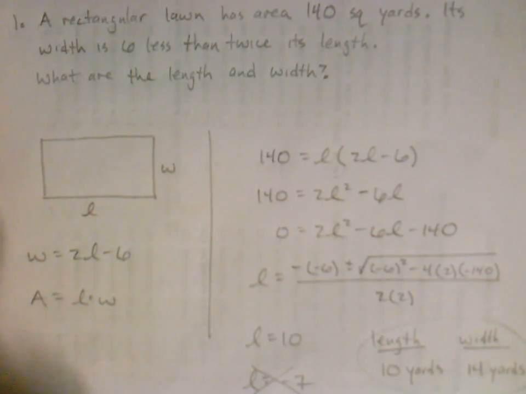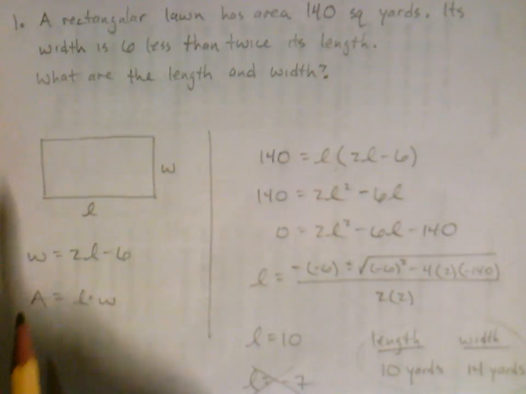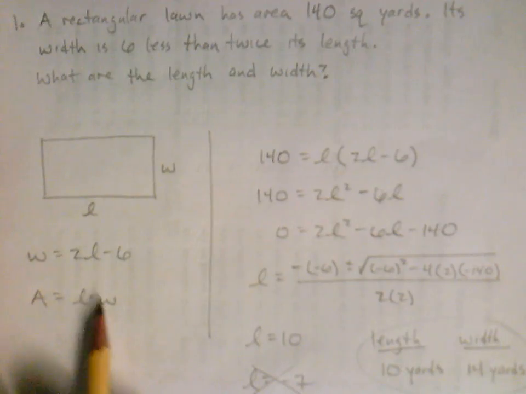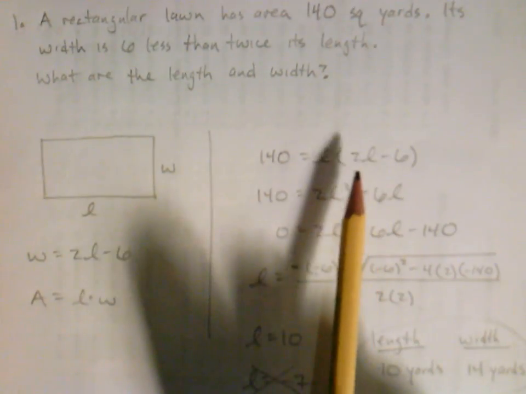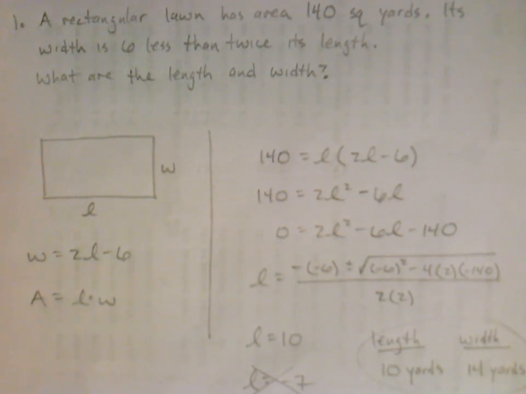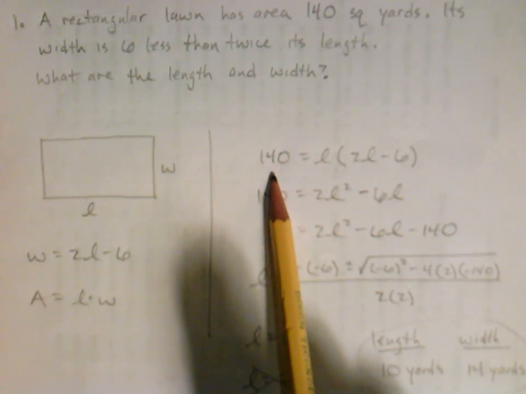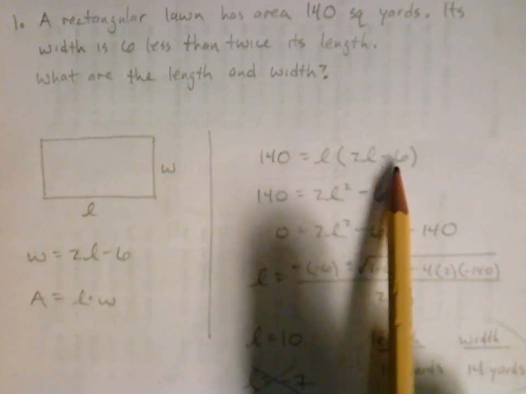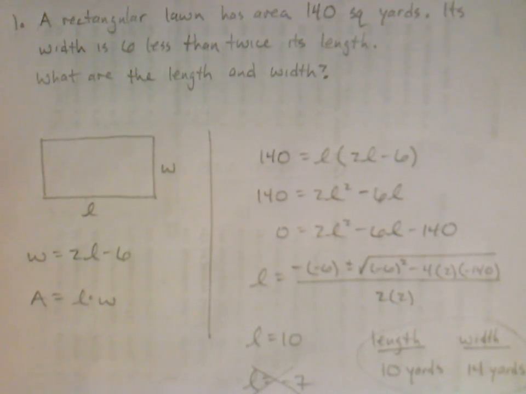They also talk about the area. Well, I know the area of a rectangle is length times width. So then I replaced that W with 2L minus 6 right up here. And they said the area was 140. So this ended up being my equation: 140 equals L times (2L minus 6). It's nice to not have the 1/2 here, like in the triangle.